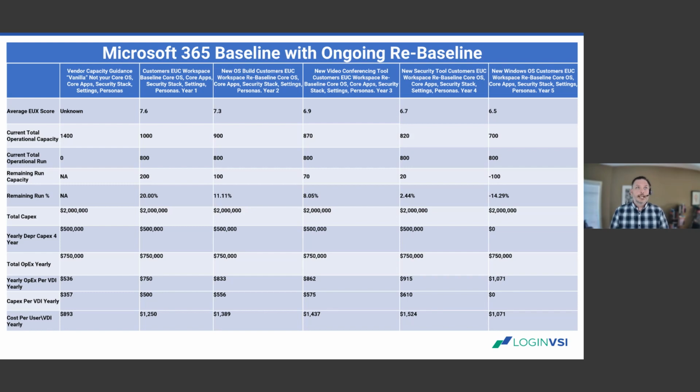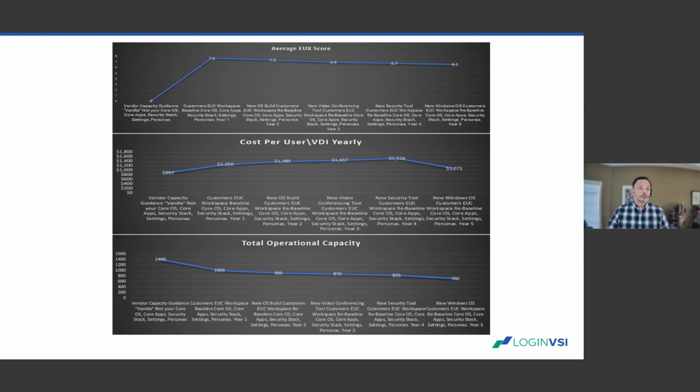Right. So as you can see over that period of time, with this measured approach, with every major change, you're able to baseline and understand what the impact is to your users, your budgets, your operations team. And over time, you can start to trend, right? Once you start recording this data, once you start understanding what the impact is, you can understand what your average UX score is over the 5-year life. Your cost per VDI, you can track that fairly accurately. Your total operational capacity, you can map that out. Are you degrading? Are you increasing?